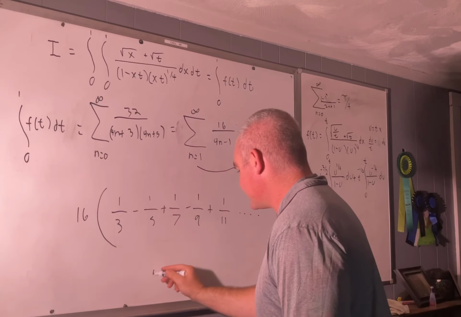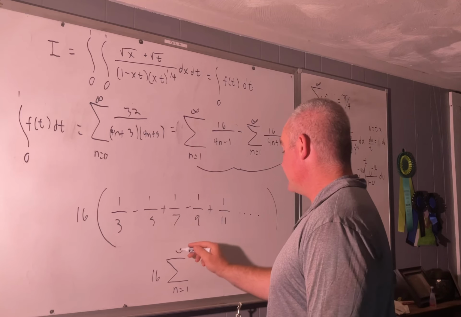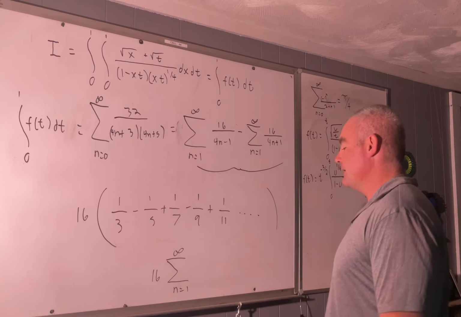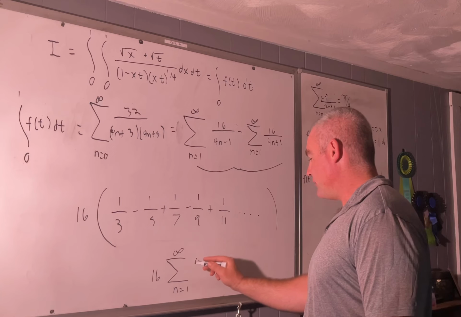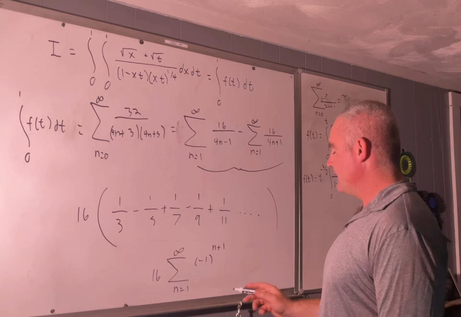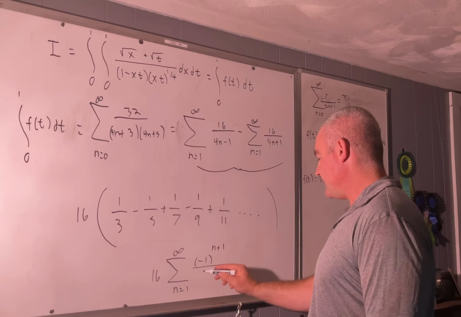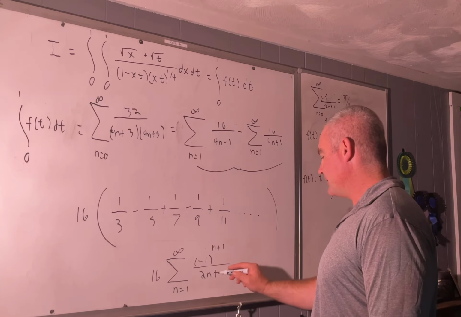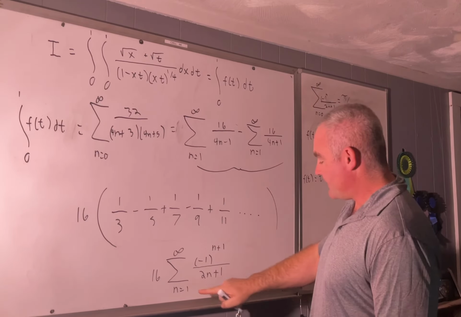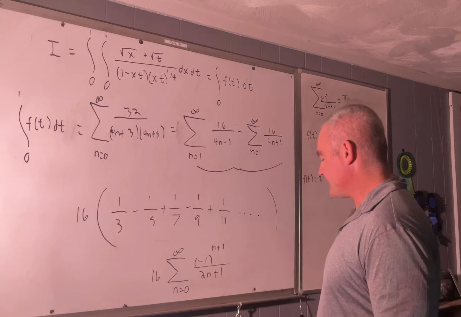But what is that really? Well, that's 16 times the sum as n goes from 1 to infinity of, let's see, it's alternating, so we're going to have a -1, and our first term is positive, so it looks like that's going to have to be n plus 1, over 2n plus 1. Well, we almost have that. We can actually get that by adding a 0th term and then subtracting the 0th term.